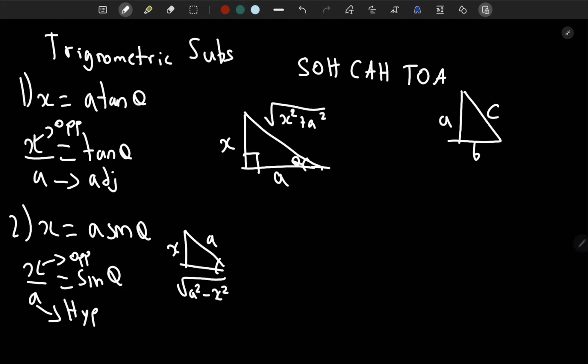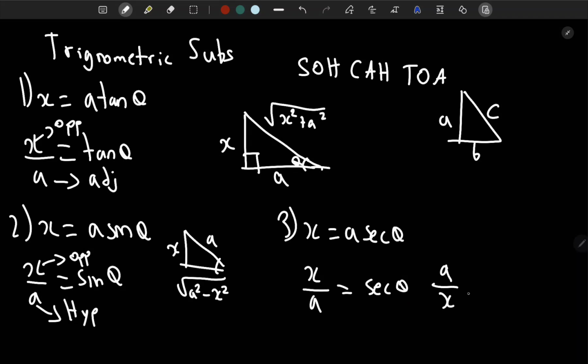so this side is going to be equal to the square root of a squared minus x squared. Now for our last case, case 3, I'm going to write it over here since I don't have space. It is x is equal to a secant delta. So here we know that x over a is equal to secant, and we know that secant is 1 over cosine. So here we can flip it, and a over x is equal to cosine delta.